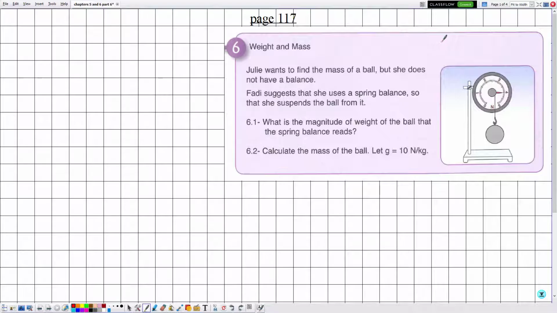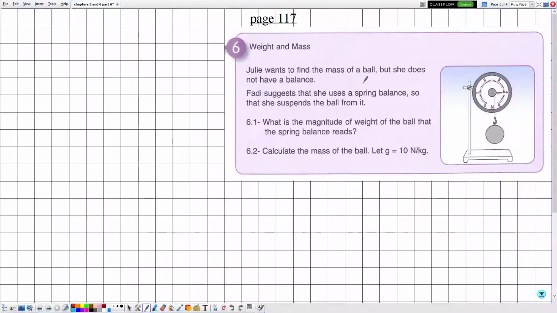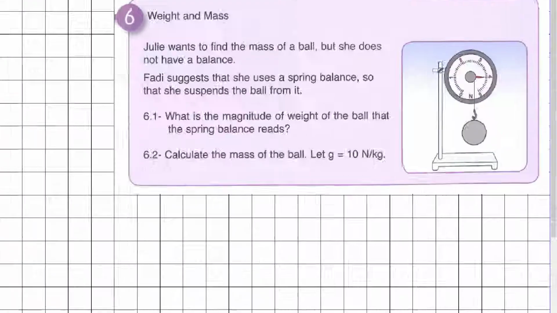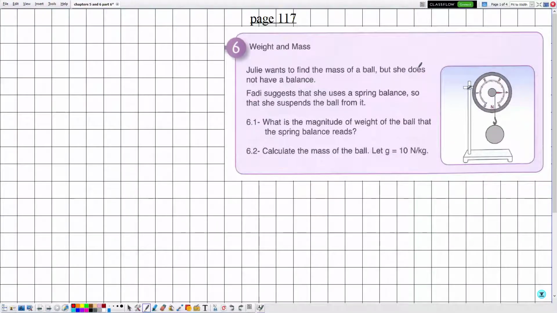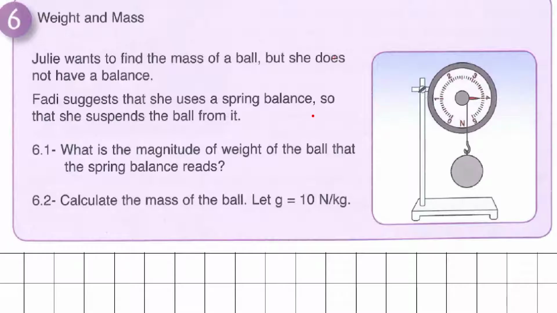The title of this exercise is Weight and Mass. Julie wants to find the mass of a ball, but she doesn't have a balance, because we know from grade 7 that a balance is an instrument that measures the mass. So the aim of this exercise is to find the mass of this ball as shown in this document. Fadi suggests that she uses a spring balance so that she suspends the ball from it.